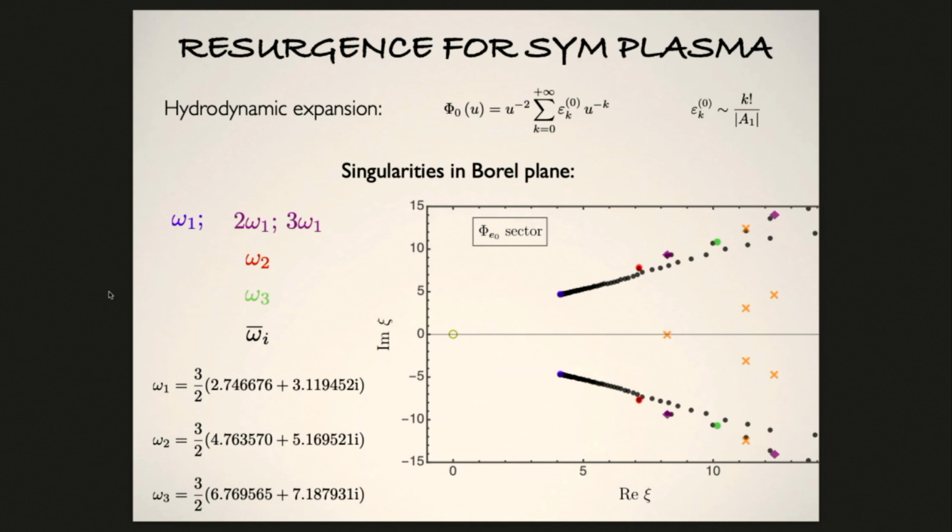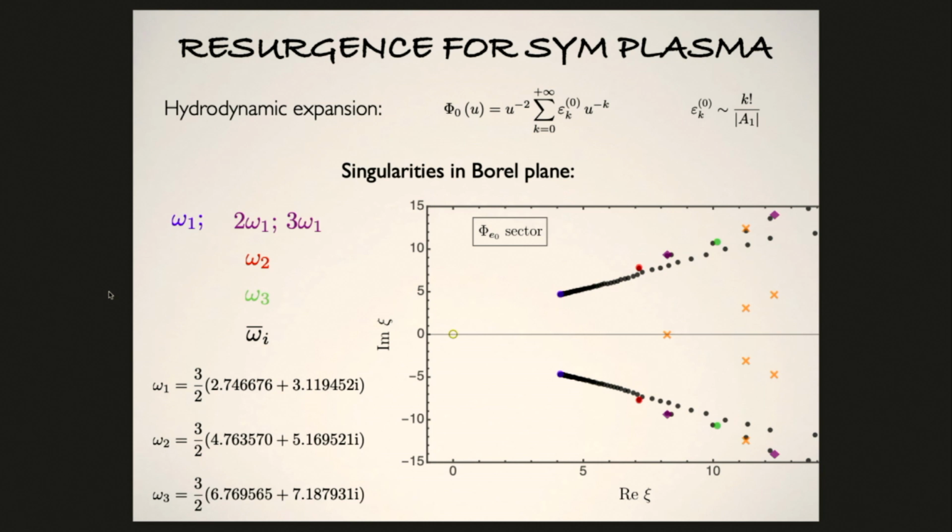And the branch cuts are starting at the first quasi-normal modes. You have omega 1 in blue, and then you have here 2 omega 1 and 3 omega 1. But then you have here another one starting at omega 2, which is a different quasi-normal mode. Here it's now starting at omega 3, which is yet another quasi-normal mode, and you also have the complex conjugates here. So you can directly see where the singularities are. Of course, you can calculate the quasi-normal modes in different ways, which means that you know exactly where these start, and you can analyze the type of branch cuts that you have.